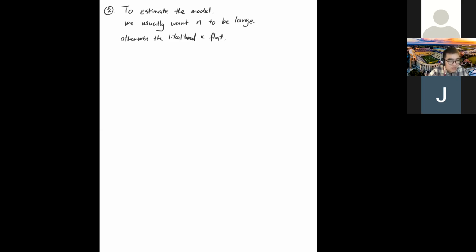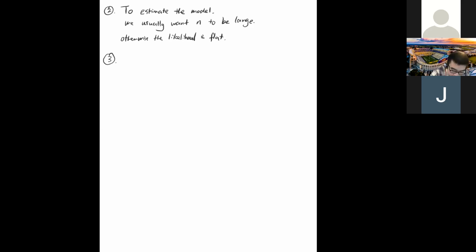But if you use the GARCH model on other types of data, especially monthly or yearly data, it perhaps does not work very well, because in those data your n is usually not that large. So that's a second restriction. We want n to be large, otherwise the likelihood of the estimation is flat.